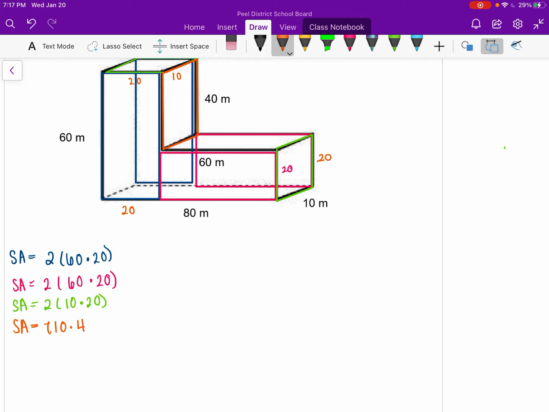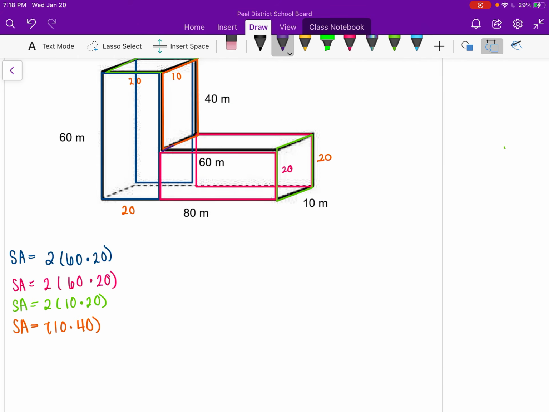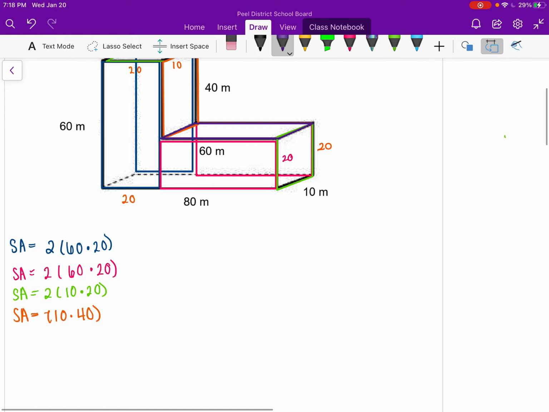10 times 40, right? And if we look down, we'll see that there's actually another box right here at the top. We have this box right here, right? And that is 60 by 20, right? So SA is equal to, or sorry, 60 by the depth. It's going this way, so that's 10. So 60 by 10.